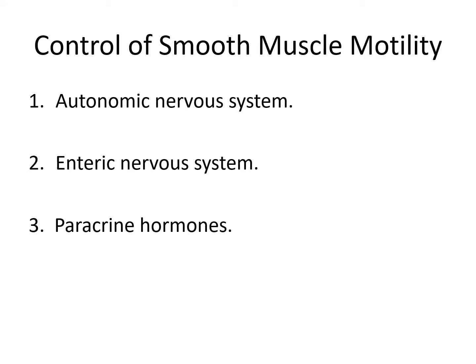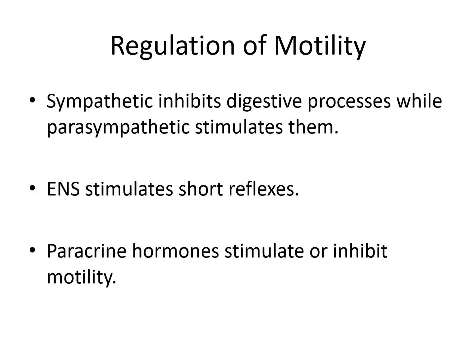Okay, smooth muscle motility is controlled by the autonomic nervous system, the enteric nervous system, and also hormones. We'll discuss a little bit about each. If you recall, the sympathetic nervous system inhibits digestive processes while the parasympathetic stimulates them. So remember, sympathetic inhibits, parasympathetic stimulates. The enteric nervous system stimulates short reflexes within the digestive system itself, and we also have paracrine hormones that stimulate or inhibit motility.